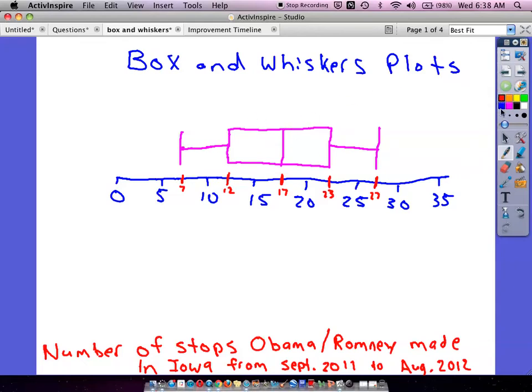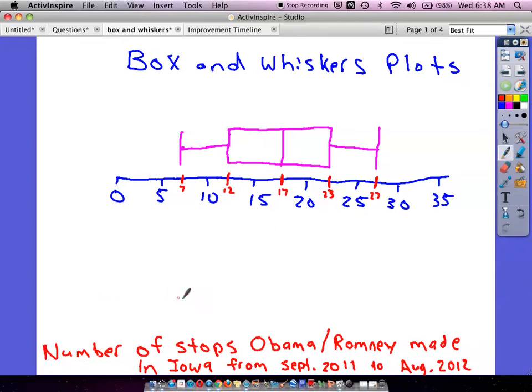So for starters, this box and whiskers plot represents the number of stops that Obama and Mitt Romney made in Iowa from this date to this date. If you notice, we've only got 5 numbers labeled on this. We've got the 2 ends of this box and whiskers plot, these 2 lines. We've got this middle line, and we've got the outside of the boxes. That's only 5 numbers.